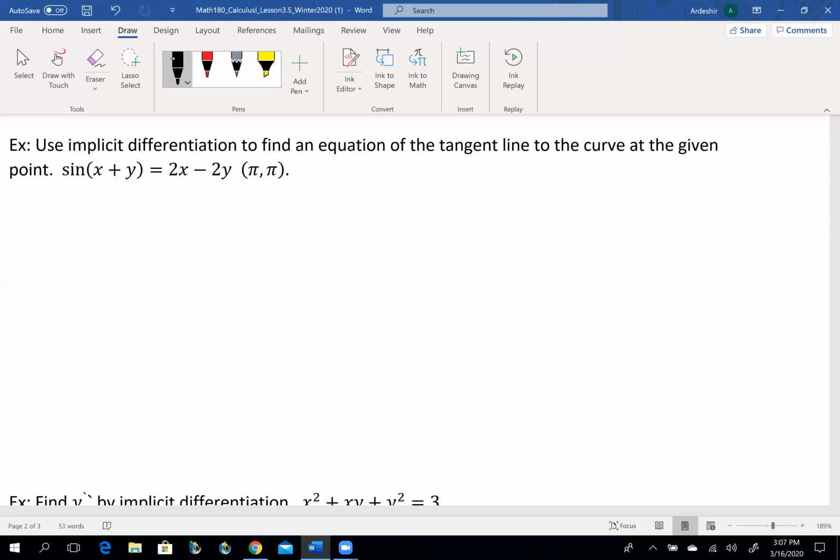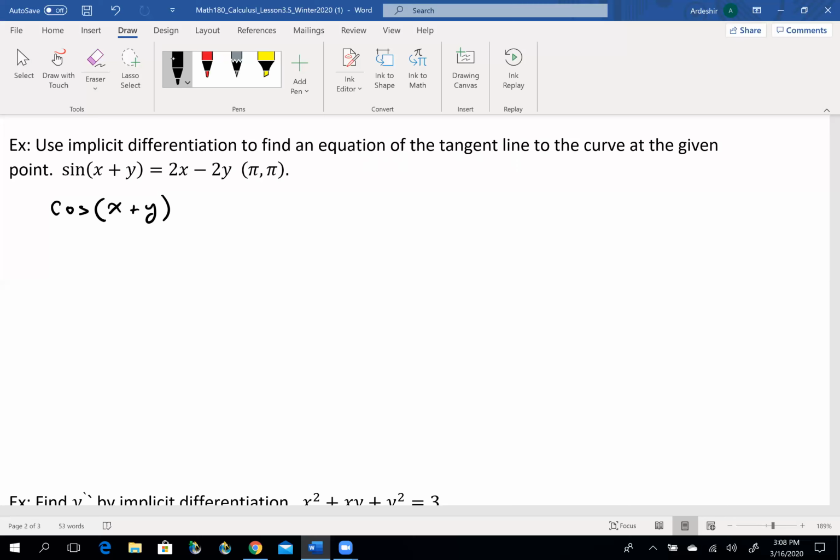So again, I'm going to use implicit differentiation. I'm going to differentiate both sides with respect to x. If I differentiate the sine of x plus y, again, I'm going to take a derivative of mother and then take a derivative of baby. So the derivative of sine of x plus y is going to be cosine of x plus y.